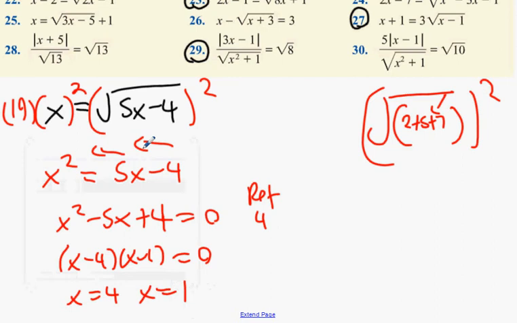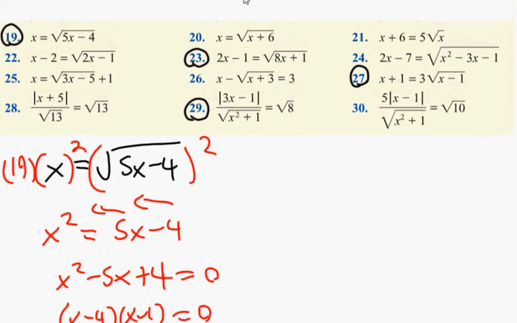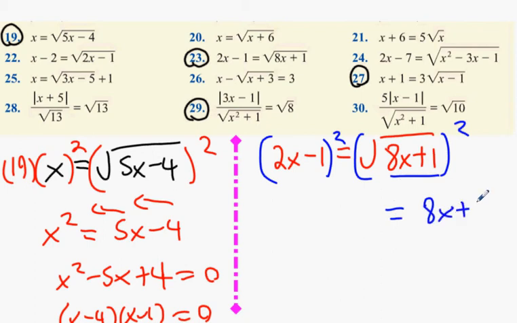So what we're going to do next is this. Question 23. In question 23, what we have is 2x minus 1 equals square root of 8x plus 1. How do you get rid of the square root sign again? Square both sides. So once again, what's inside the square root is the 8x plus 1. When you square its square root, it remains as 8x plus 1.